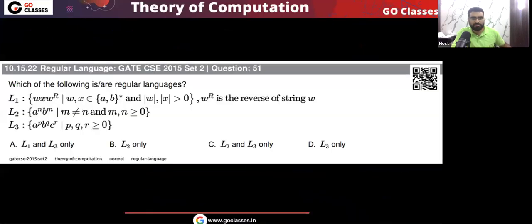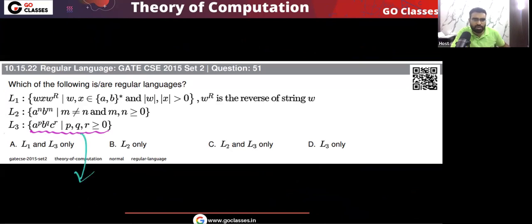Okay, let's move on now. Let's solve this GATE 2015 question. Which of the following are regular languages? L1, L2, L3, three languages are given to you. First, let's see L3. Tell me about L3: a power P, b power Q, c power R, where P, Q, R are greater than or equal to 0. There is no relationship between P, Q, R.